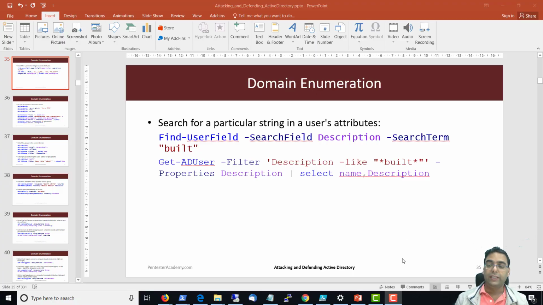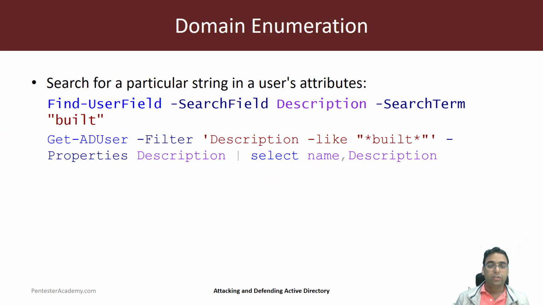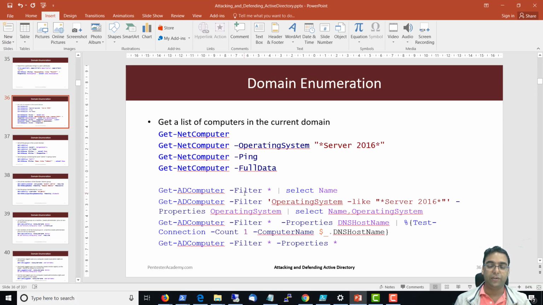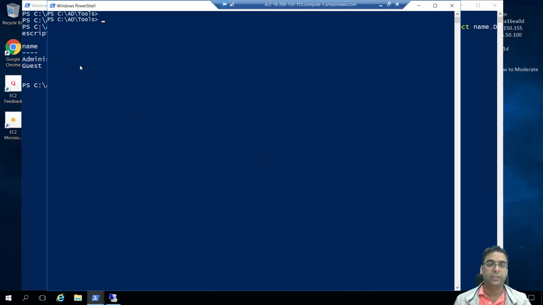Welcome back. So let's continue with our domain enumeration. Having enumerated basic information about the domain and the users, let's now move on to listing or enumerating different computer objects in the domain. So if we use Get-NetComputer from PowerView or Get-ADComputer from the Active Directory module, we can get information about computer objects in the domain.